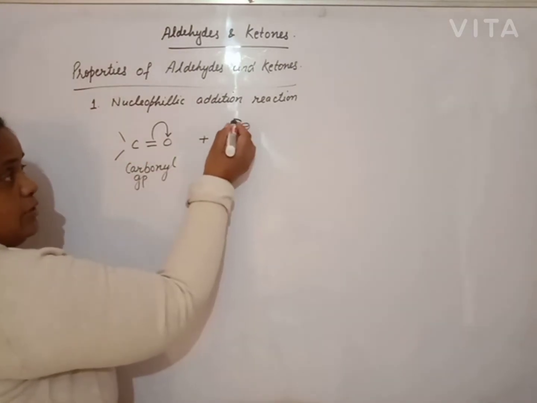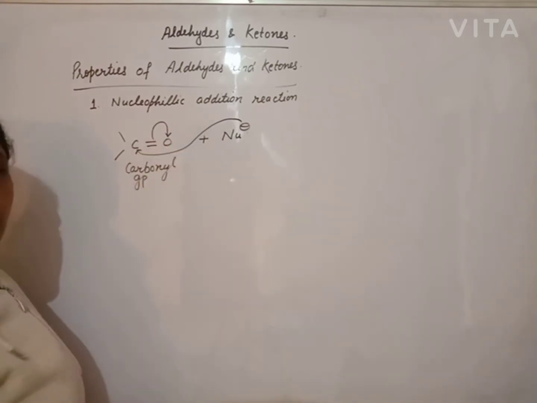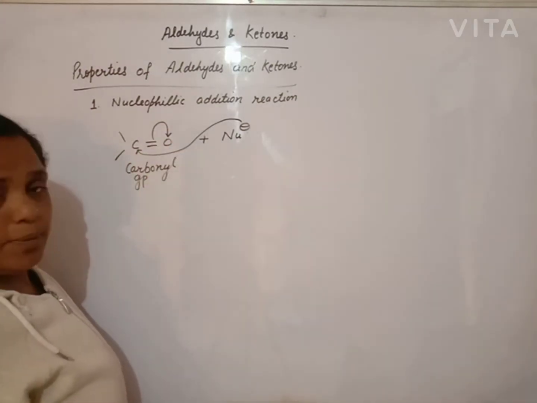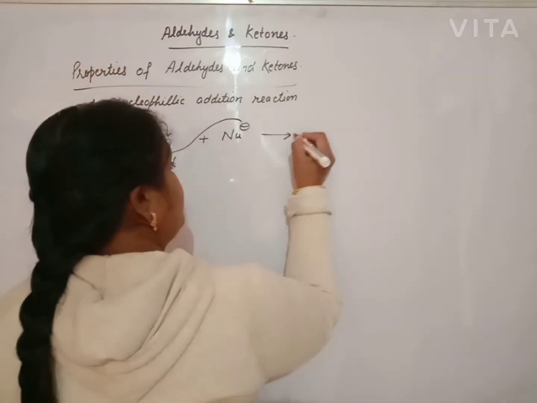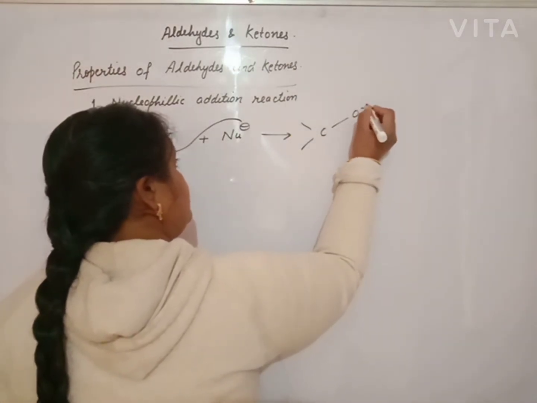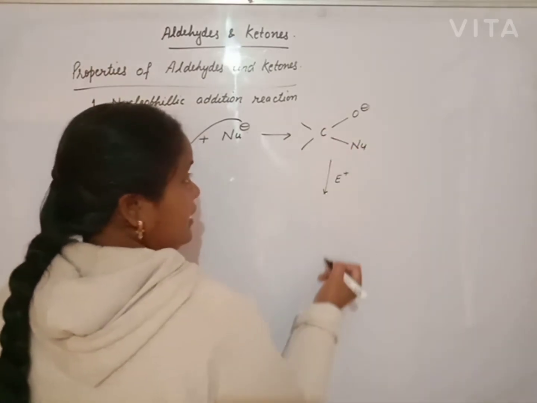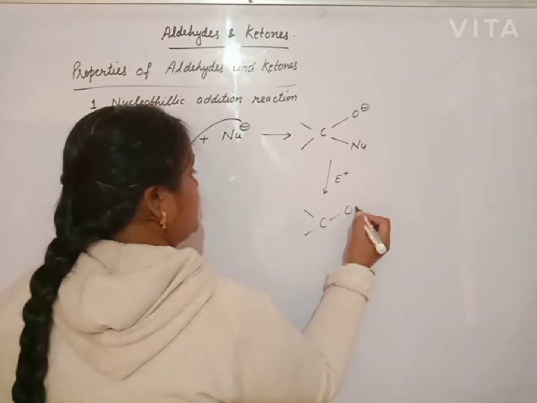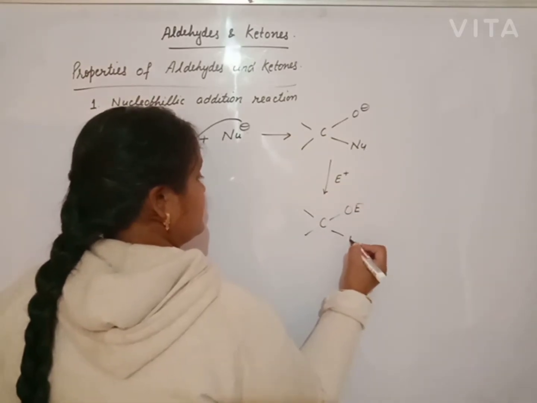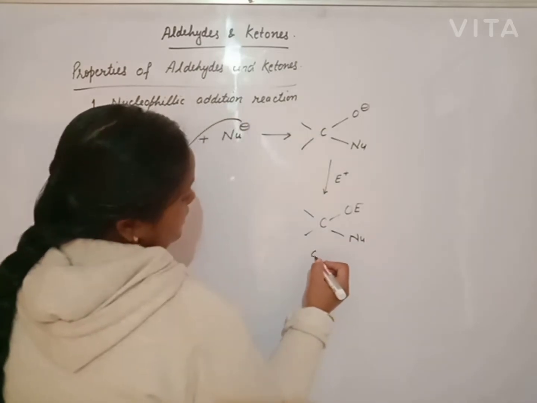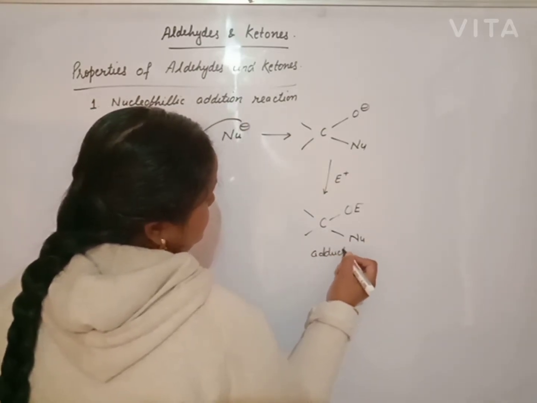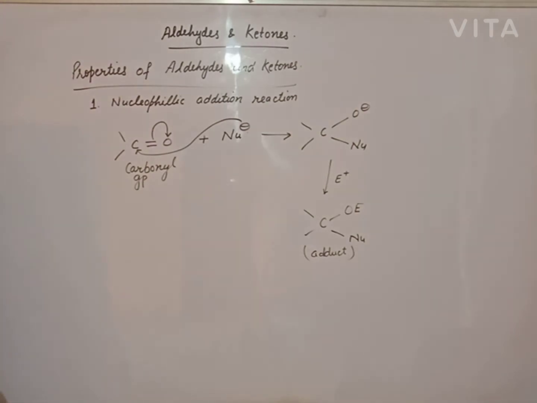This negatively charged nucleophile will attack on the carbonyl carbon, then the electrophile will combine to give the addition product. The addition product is known as adduct. Clear? Nucleophile will be generated by heterolytic cleavage between electrophile and nucleophile.